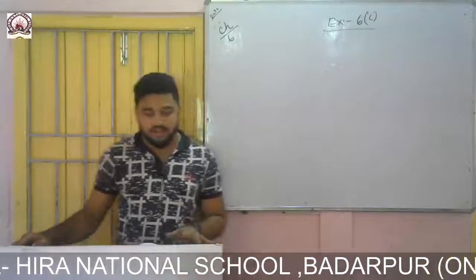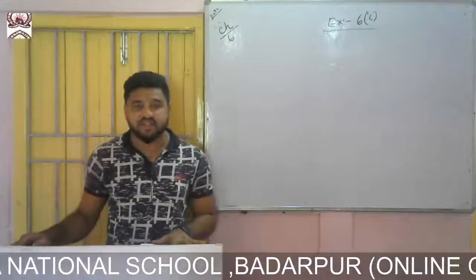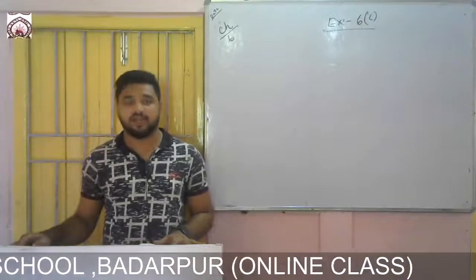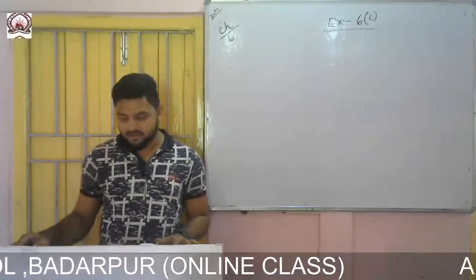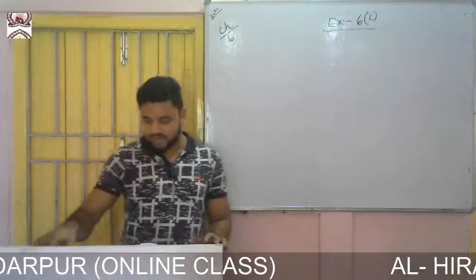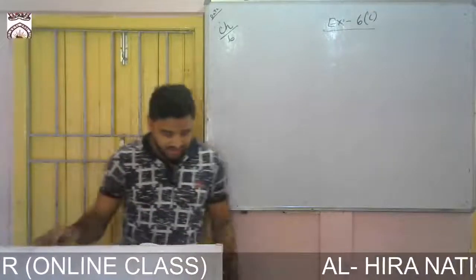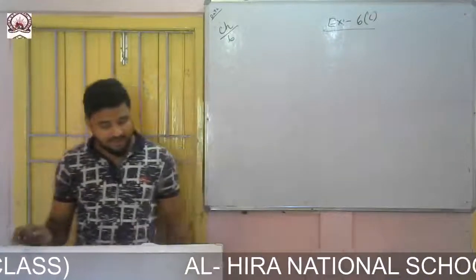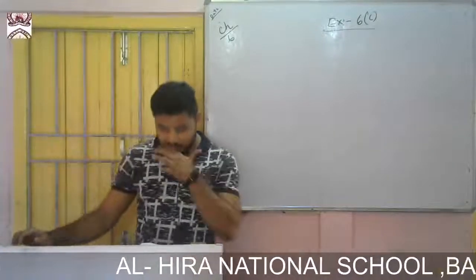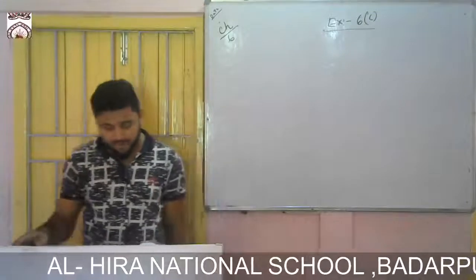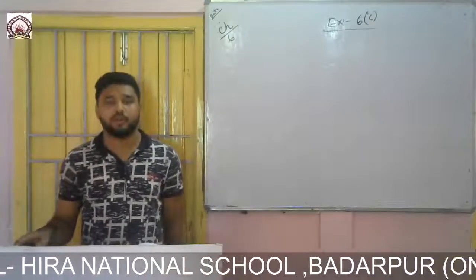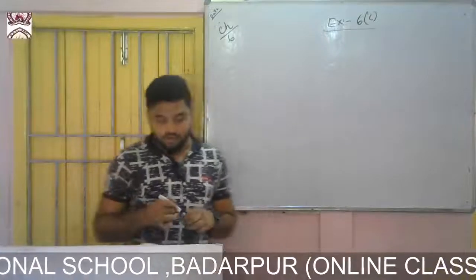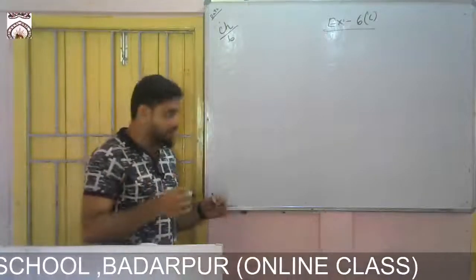In the last class I have done up to exercise 6b of chapter number 6. Now I shall start from 6c of chapter number 6. So exercise 6c. The first question is: find the LCM of the following numbers with the help of multiplication tables. So see, it is very simple.